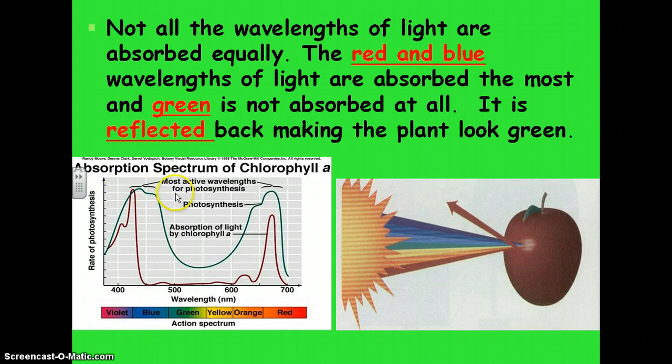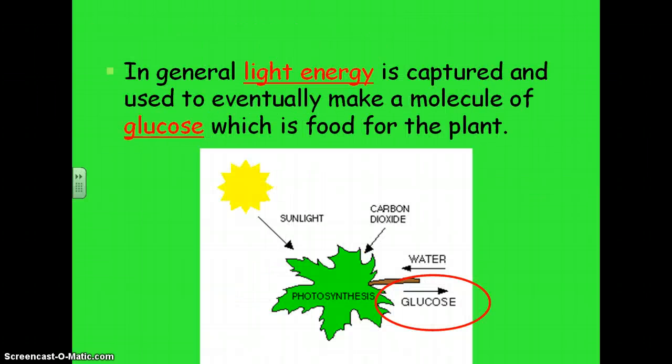On this graph right here, we see a lot of absorption happening again in the blues and in the reds. So that's where the most absorption comes from. Where the green is, the absorption levels are very low because most of it is being bounced back and reflected, so the plants look green. So in general, light energy is captured and used to eventually make a molecule of glucose, which is food for the plant, which then in turn turns into food for us.